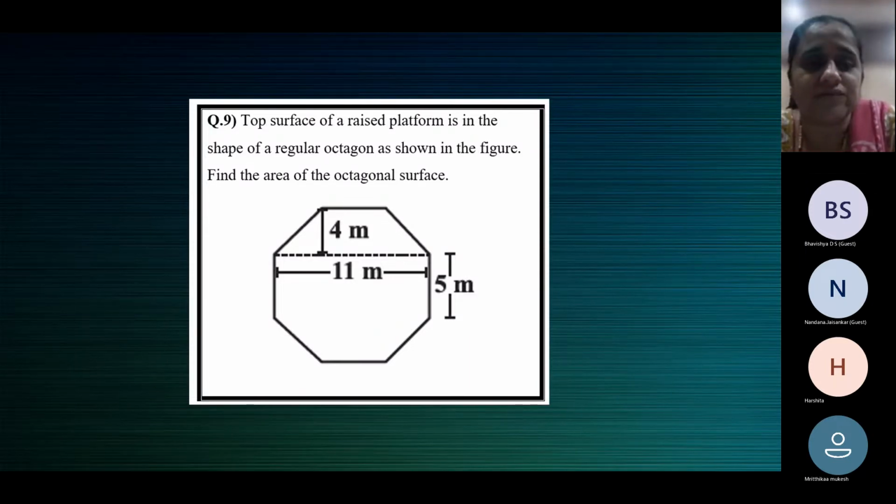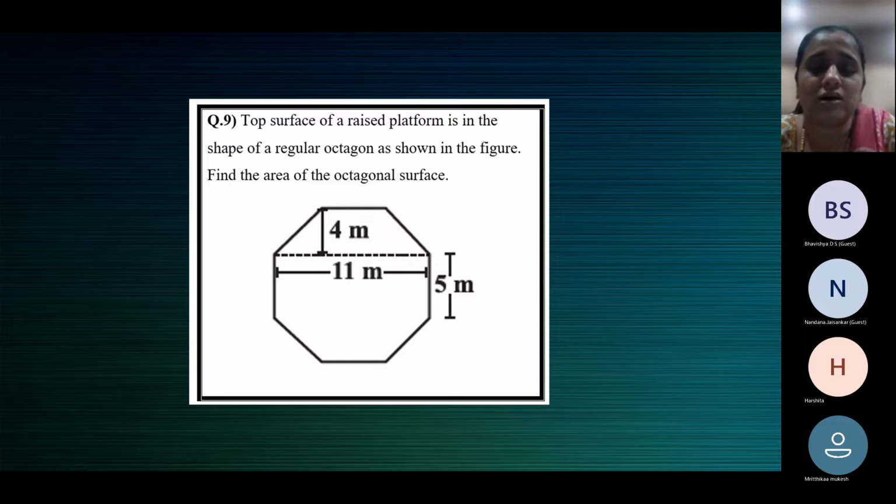So in this question, the top surface of a raised platform is in the shape of a regular octagon. An octagon is a polygon with 8 sides. It's a regular octagon, which means the 8 sides are equal and the 8 interior angles are also equal. Again, we spoke about regular polygons in the last class. So a regular octagon is one in which all the 8 sides are equal and all the 8 interior angles are also equal.